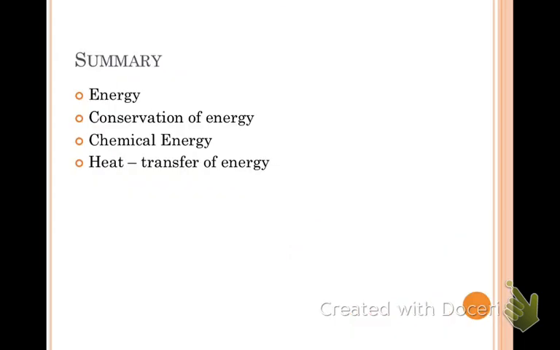So to summarize, energy is the capacity to do work, and work is being able to have something move. We have a conservation of energy. That's our first law of thermodynamics. Chemical energy, aka bond energy, is huge. That's one of the biggest things that we'll cover in this unit, as well as heat, which is the transfer of energy.